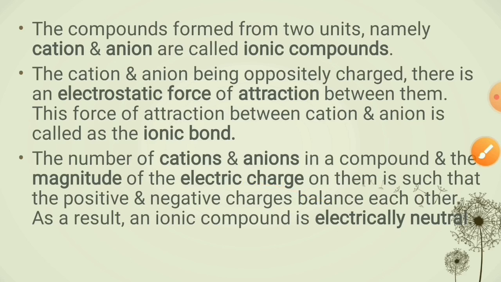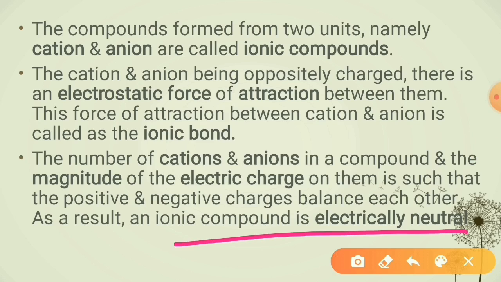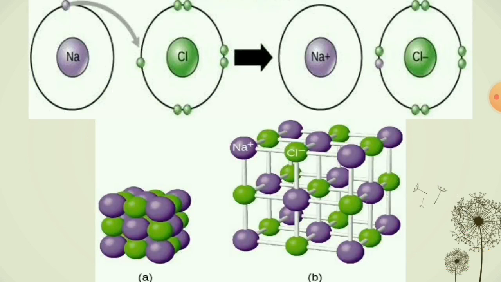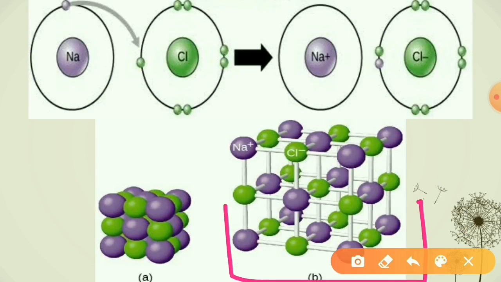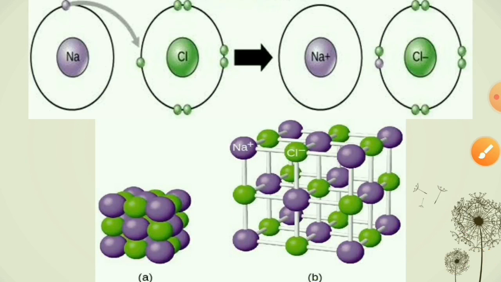The number of cations and anions in a compound and the magnitude of the electric charge on them is such that the positive and negative charges balance each other. As a result, an ionic compound is electrically neutral. You can see here this is the ionic bond of sodium chloride, that is electrically neutral.